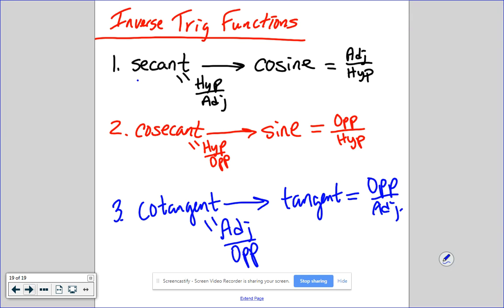And the shorthand for the secant of theta is sec, cosecant is csc, and cotan is cot.